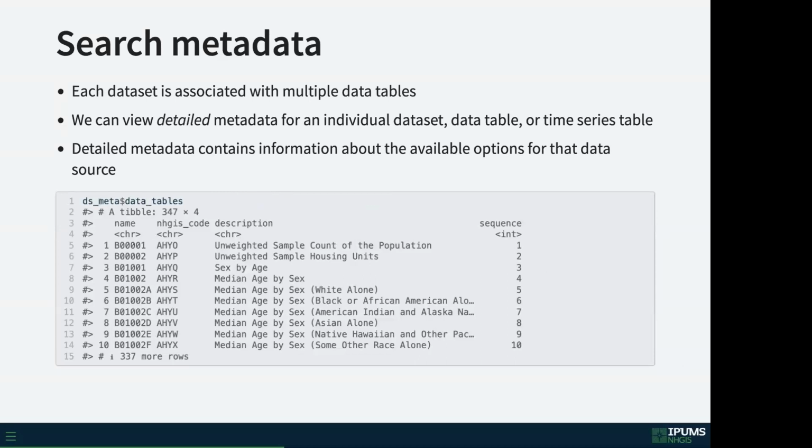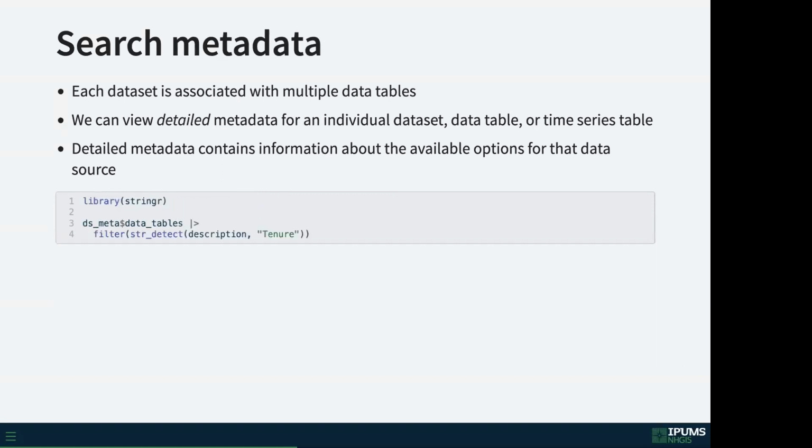And what we can do is, if we look at those data tables, we see we have another tabular structure that we can also filter through very similarly to what we did with the data set metadata. So in this case, we'll filter for a keyword. We'll use the stringr package, which gives us this str_detect function, which allows us to search for a certain keyword. In this case, we'll look for tenure, and we'll look for it in the description of the data tables.